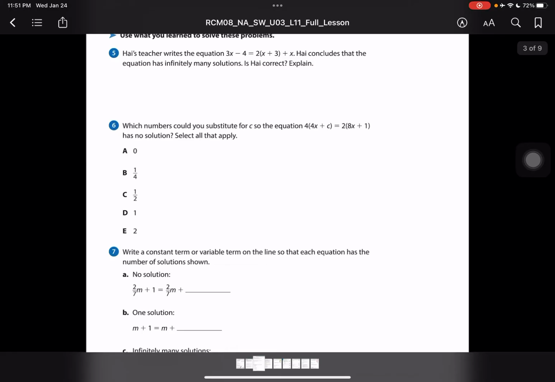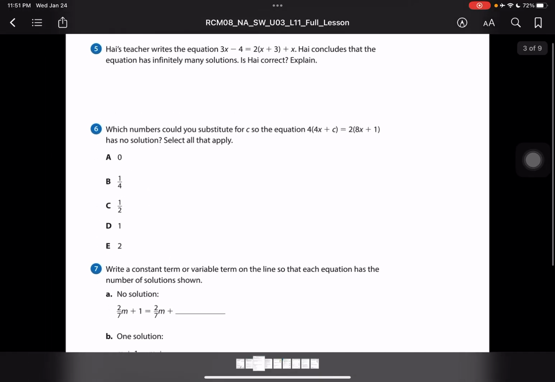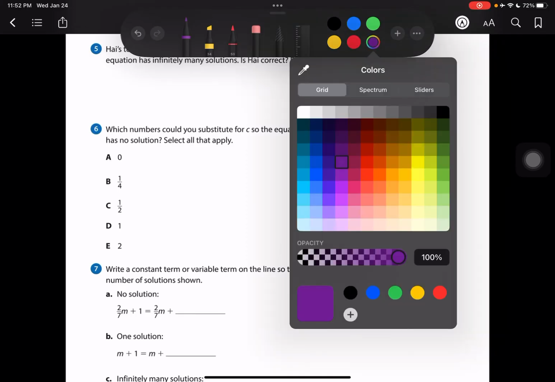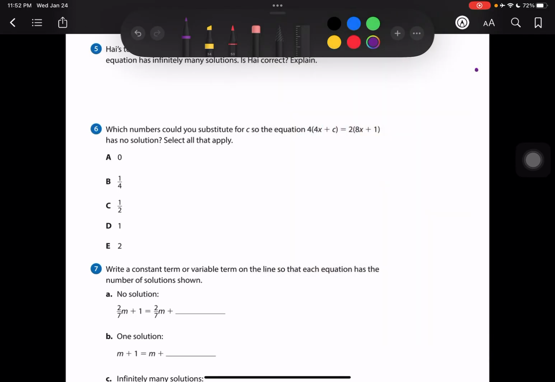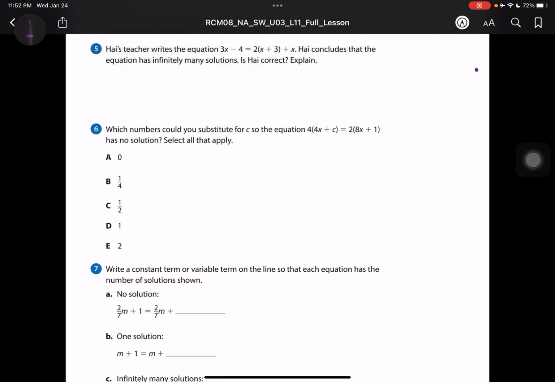Okay, let's look at number 5. It says, Hai's teacher writes the equation 3x minus 4 equals 2 times the quantity x plus 3 plus x. Hai concludes that the equation has infinitely many solutions. Is Hai correct? So first of all, let's go ahead and solve this problem. Okay, if you want to pause and solve it on your own so that you can get more practice based upon that quiz that you took, I think more practice is needed.